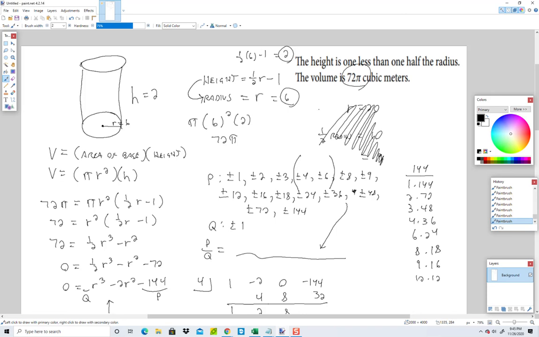So those would be our dimensions. The radius would be 6, and the height would be 2, whatever we're talking about, meters. And that was the instructions: find the dimensions of the right circular cylinder described.